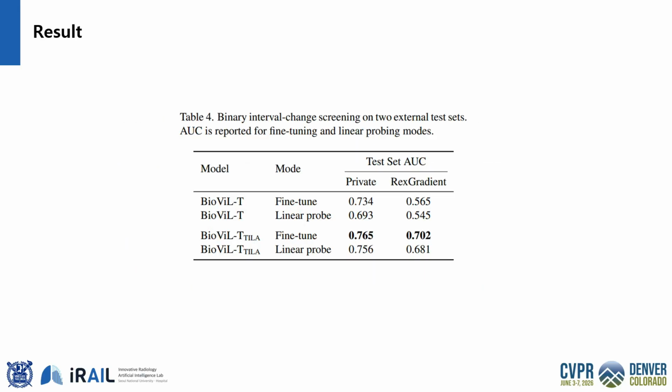And finally, binary interval change screening, a clinically useful triage task of seeing whether anything changed between the two scans. On the private cohort, TILA improves AUC modestly, but on Rex-Gradient, the baseline collapses to 0.565, barely above chance, while TILA holds at 0.702.